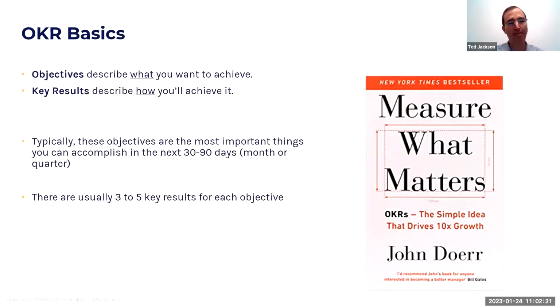OKRs became very popular recently from this book, Measure What Matters by John Doerr. In this book, we talk very clearly: an objective describes what you want to achieve, and a key result describes how you will achieve it. And the other thing you might pull out of there quickly is that OKRs are set on either a monthly or quarterly basis. And for each objective, what you're trying to achieve, there are typically 3 to 5 key results.